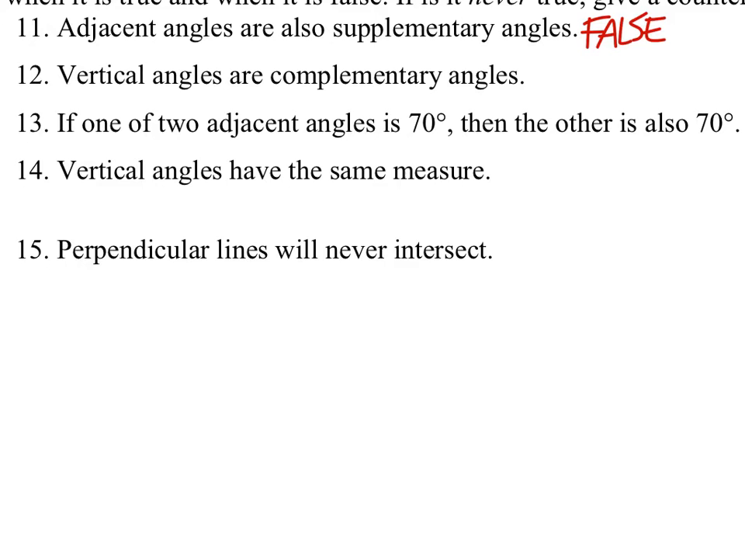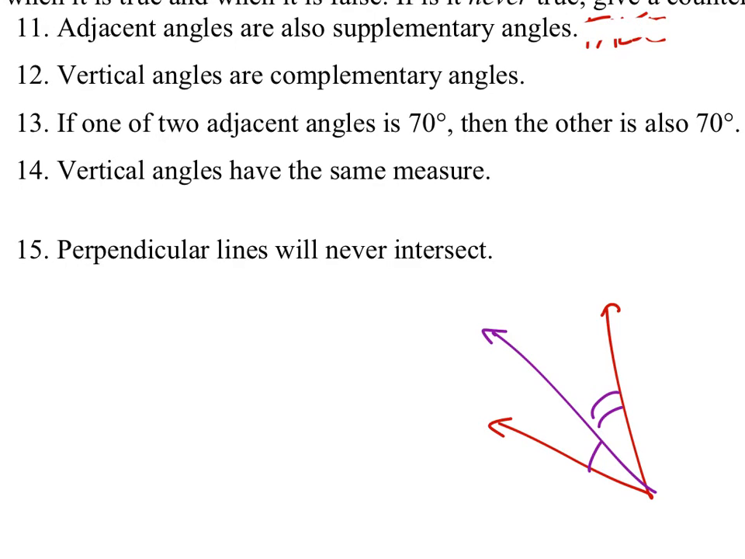And here's why: if we had this angle and we split it right here, then these two angles are adjacent, but they are not supplementary. So it's sometimes is what I would say right there. So let's go back and change that to sometimes. So this would make the example false.